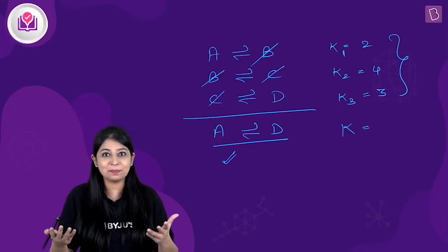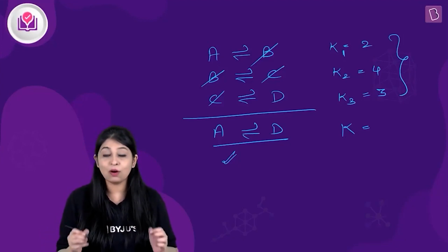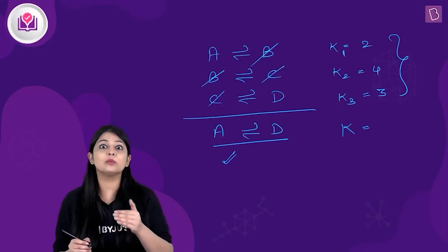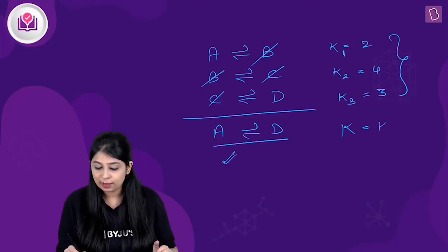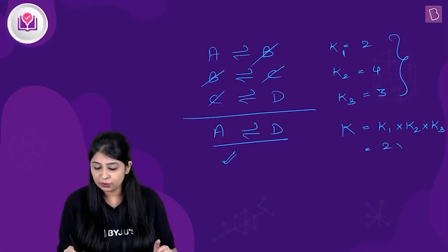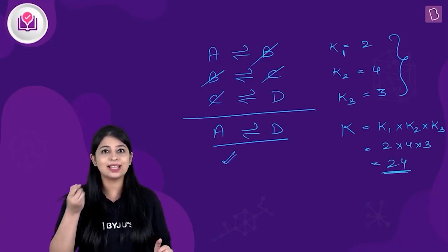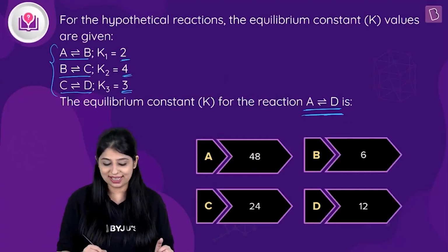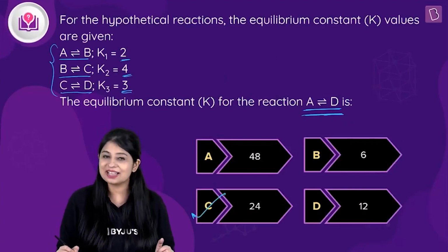Well, they get multiplied. So the equilibrium constant for this reaction, in which A is in equilibrium with D, will be equal to what? K1 multiplied by K2 multiplied by K3. Very easy, right? So what would you get? 2 into 4 into 3, that is 24. Let's see which option it matches. Well, it matches option C, which is the correct option.